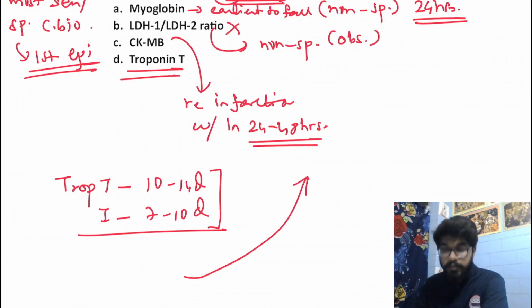The levels have started to rise. They have peaked after 2 to 3 days. Now on day 4, they are decreasing, but they are still high.